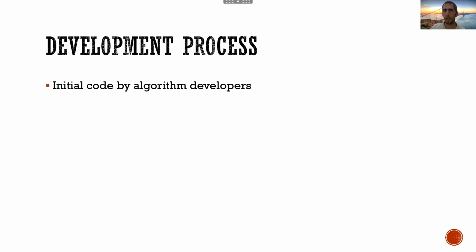First of all, the algorithm developers write their initial algorithm code. This code is not well designed and not efficient, but it works. At the same time, the software developers prepare the place in which the algorithm code will be placed in the flow, the algorithm envelope.